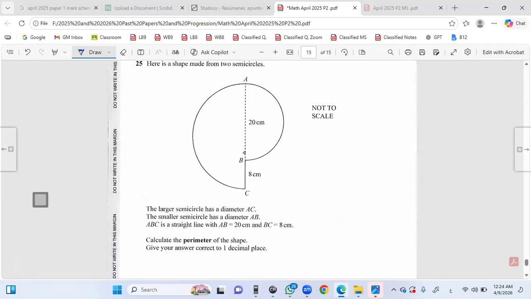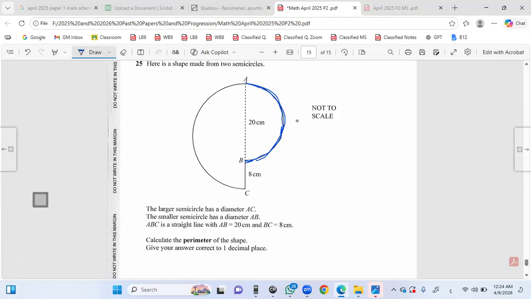The last question. They wanted the perimeter of this whole shape. So let's agree the perimeter is the outline of the shape. I'm going to divide my shape into three parts. Here is the first part, and I'm going to trace it with a blue pen. I wanted the length of this. So the perimeter of this is actually what?